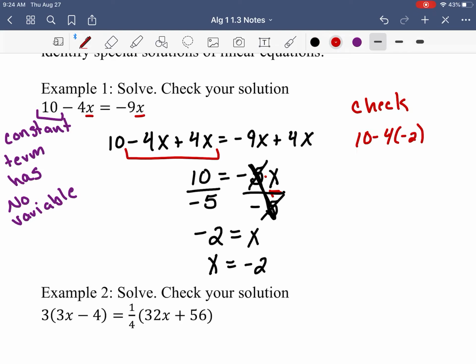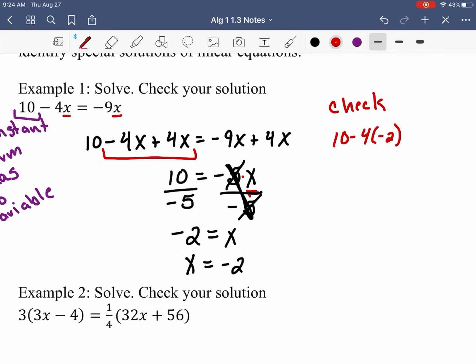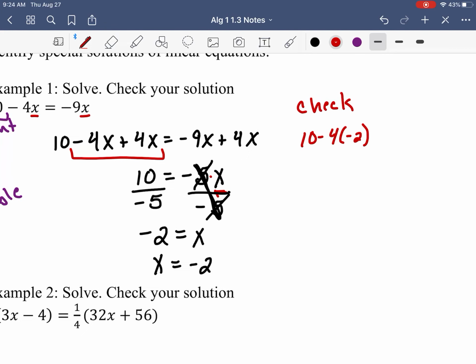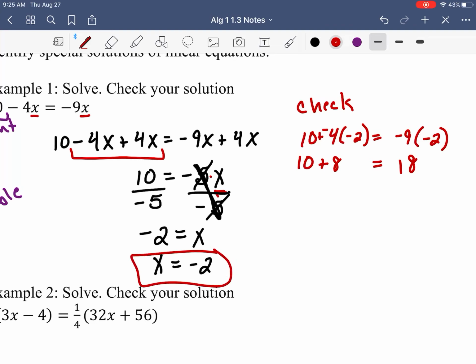If I take 10 minus 4 times negative 2, I would get 10, and negative 4 times negative 2 is going to give me a positive 8. Now the other side, I have negative 9 times negative 2, which is positive 18. So 10 plus 8 does equal 18, so yes, it worked. So there is my solution. We checked it to make sure it worked.